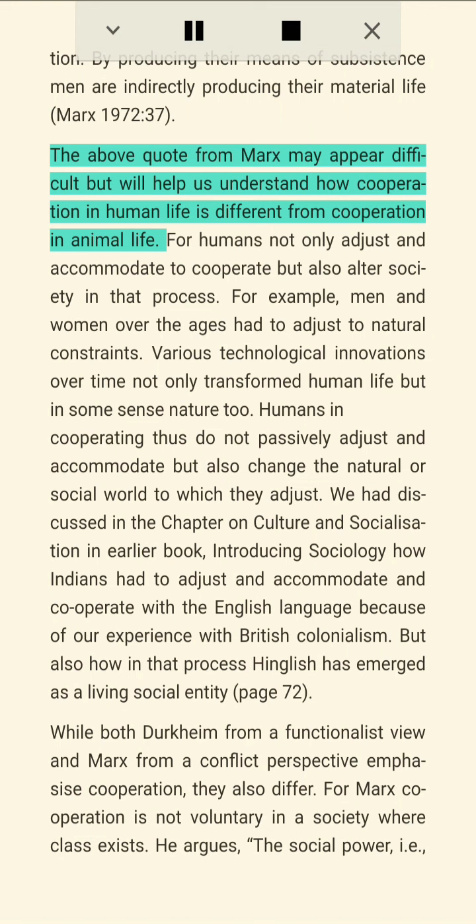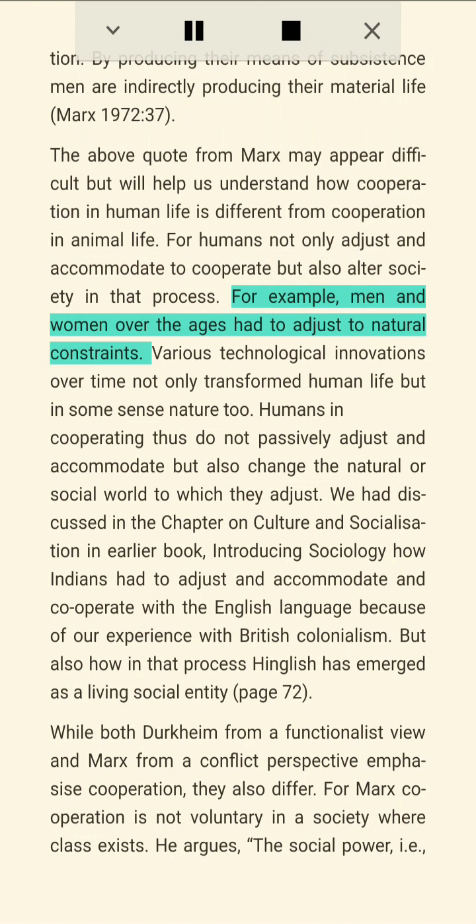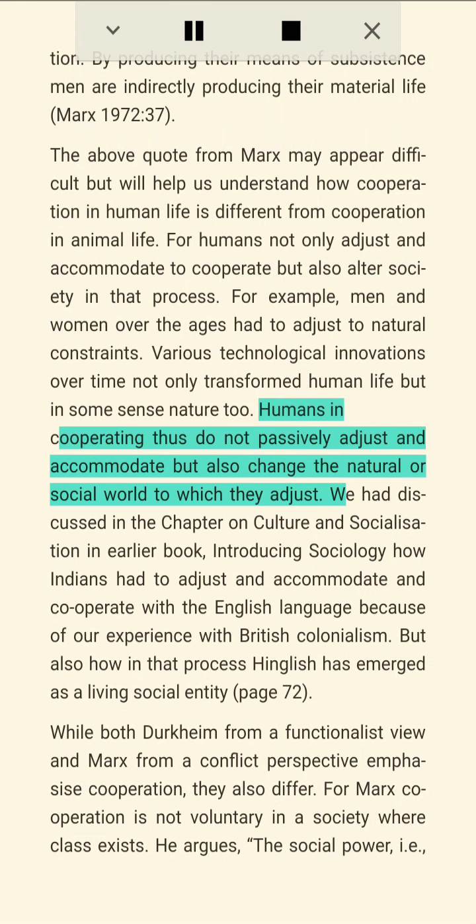Marx, 1972, page 37. The above quote from Marx may appear difficult but will help us understand how cooperation in human life is different from cooperation in animal life. For humans not only adjust and accommodate to cooperate but also alter society in that process. For example, men and women over the ages had to adjust to natural constraints. Various technological innovations over time not only transformed human life but in some sense nature too.